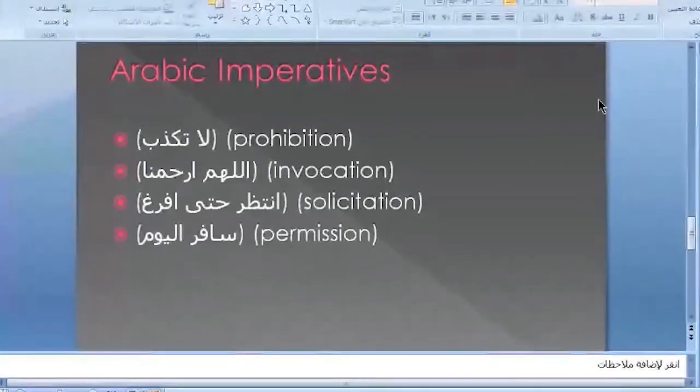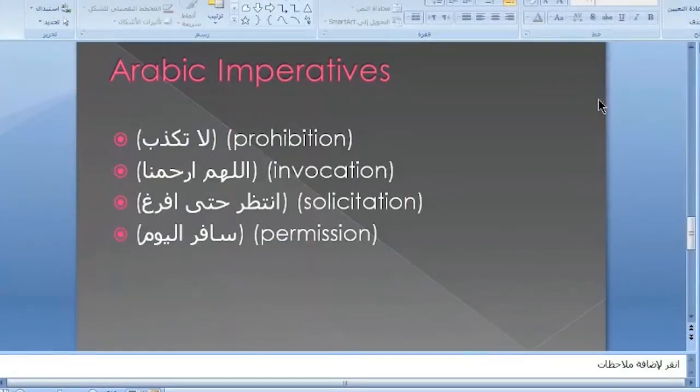Allahumma irhamna, هذا دعاء. It is invocation. It is a plea to God to show mercy to us. I am praying to God to show mercy to us. And it is best translated as, may God show mercy to us. It is a plea. It is invocation.